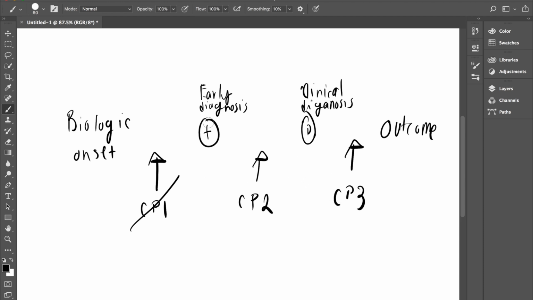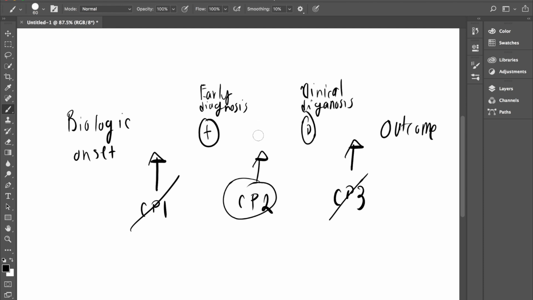Critical point 3, well, early diagnosis, it's too late for early diagnosis, and it's already after clinical diagnosis. So this is kind of useless too, right? This critical point is not going to help us get people who are screened to have a better outcome. Critical point 2 is what we're concerned with, right? At this point, early diagnosis is still possible, right?